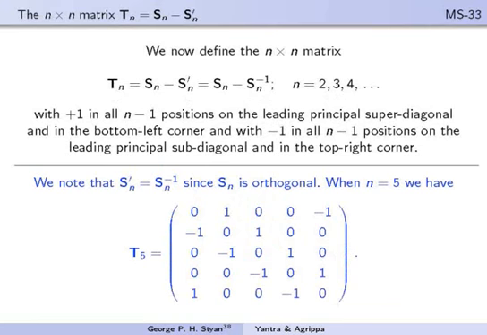We now define the n by n matrix T sub n as the difference between S_n, the one-step forward shift matrix that you just saw, and its transpose, which is also its inverse. When n is equal to 5, you see there T5: minus 1s on the principal subdiagonal and in the top right-hand corner, plus 1s on the upper principal superdiagonal and in the lower left corner.